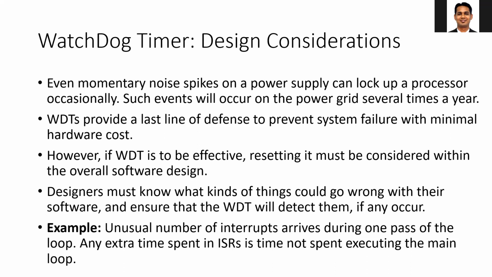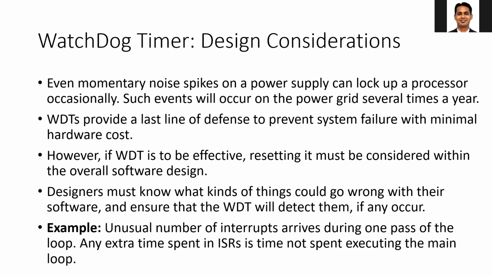Also, if multiple interrupts happen when you are in a particular loop, you need to service those interrupts. That means you need to execute those ISRs. So the more time you spend in the ISR, the more time you are out of the main loop, and this will trigger the expiry of the watchdog timer. So you need to keep your ISR short. Also, you can disable nested interrupts so that one interrupt does not lead to another interrupt and so on.